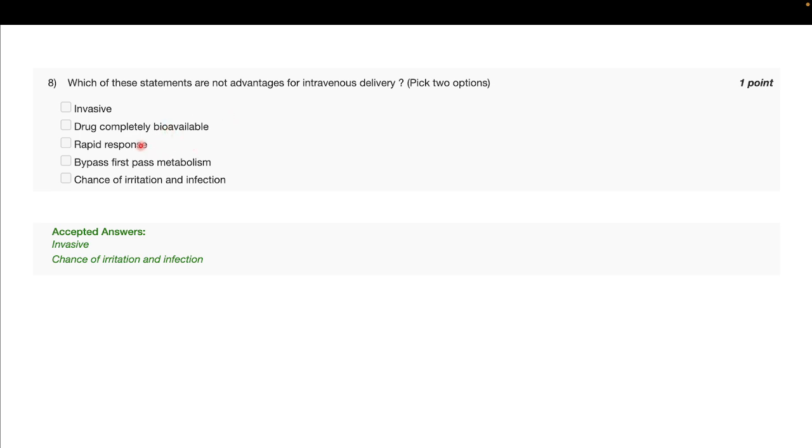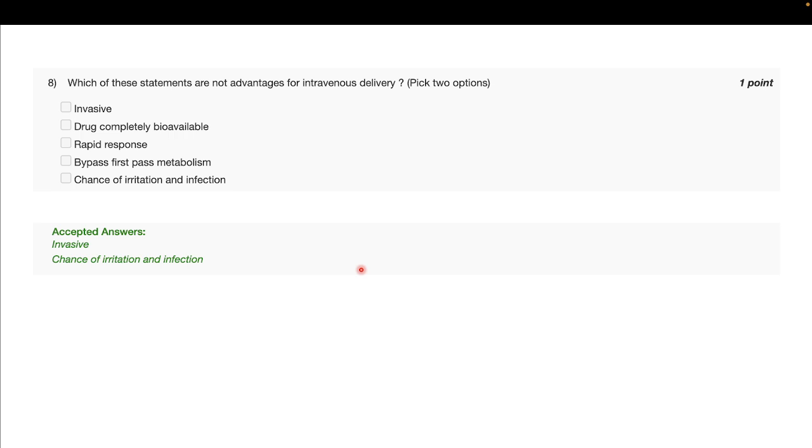Rapid response, as I said, if the patient needs immediate assistance with any medicine, IV route is preferred because your blood will carry everything at a very fast rate. Bypasses first pass metabolism is also an advantage, and then chance of irritation and infection. As I said, if your formulation is not sterile, there are chances that any pathogen might enter directly into the bloodstream, and now it has access to all your body parts because the blood will carry it everywhere. So the disadvantages of IV route are it's invasive and there are chances of irritation and infection. Is this clear?